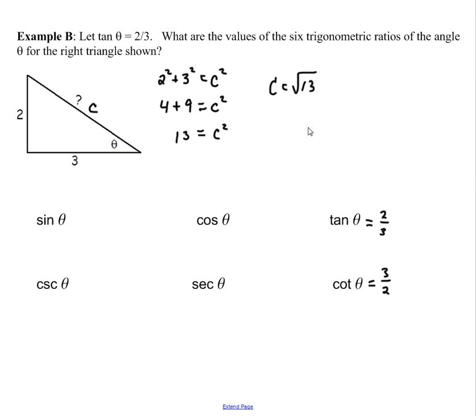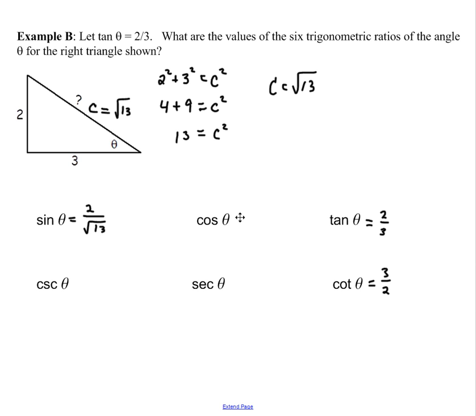This is not a nice even number either. This is not one that's going to come out to be a nice square root of 9 or square root of 25 or square root of 49 type number. So how do we deal with it? If we're asked for the sine of the angle theta, then we take the length of our opposite side divided by the length of our hypotenuse. And since we called our hypotenuse length square root of 13, we can simply write 2 over the square root of 13, and that is a perfectly acceptable answer for us.